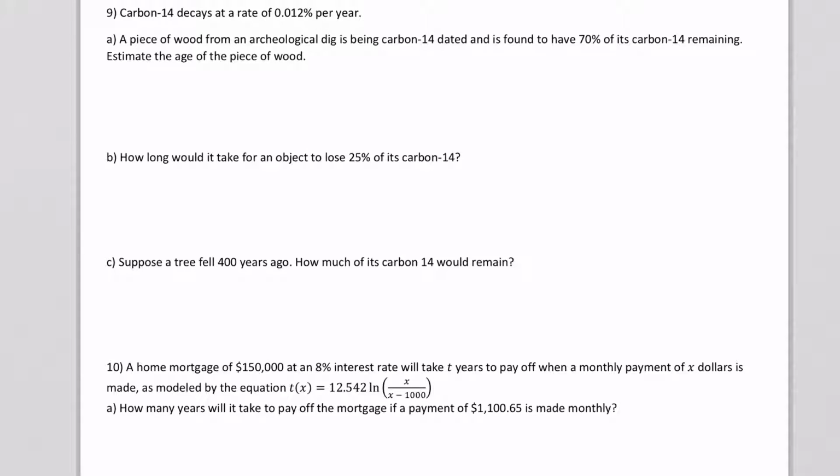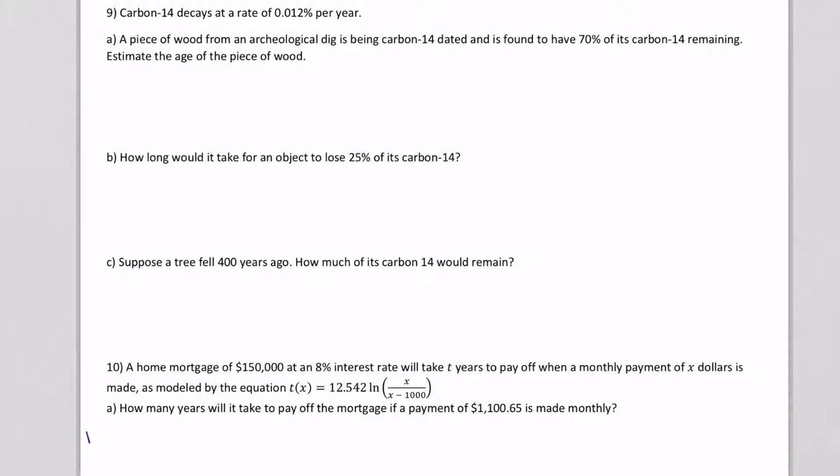Carbon-14 decays at a rate of 0.012% per year. We're told a piece of wood from an archaeological dig is being carbon-14 dated and is found to have 70% of its carbon-14 remaining, and we want to use that information to estimate the age of the piece of wood. Okay, so what does that mean?